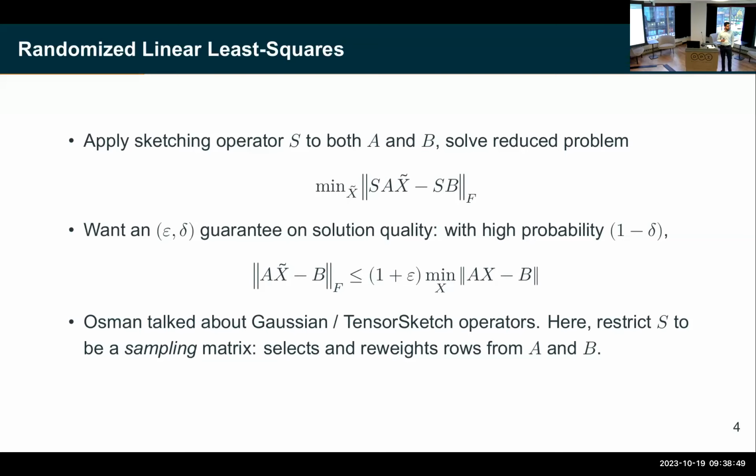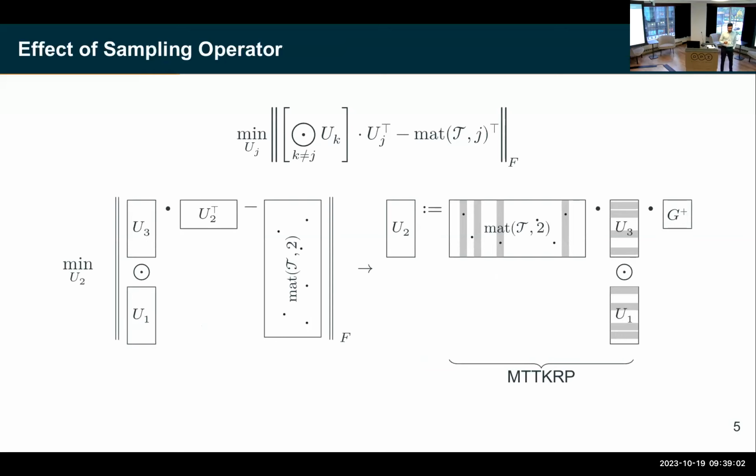And now the question is, how do you pick the operator S? We often talk about Gaussian and tensor sketch operators. Here we're going to restrict S to be a sampling matrix. So the idea is that we're going to select and reweight rows of both A and B. And the effect of the sampling operator you can see over here. I've drawn out what this linear least squares problem looks like on the left side. If I solve this using the normal equations, the effect of the sketching operator is given by those shaded columns in the matricized tensor and shaded rows in the Khatri-Rao product. I'm selecting certain non-zeros from the tensor and corresponding rows from the Khatri-Rao product, and this is how we get our computational speedup.